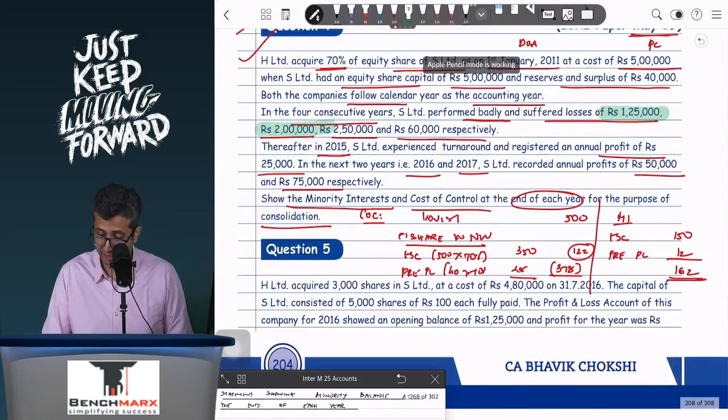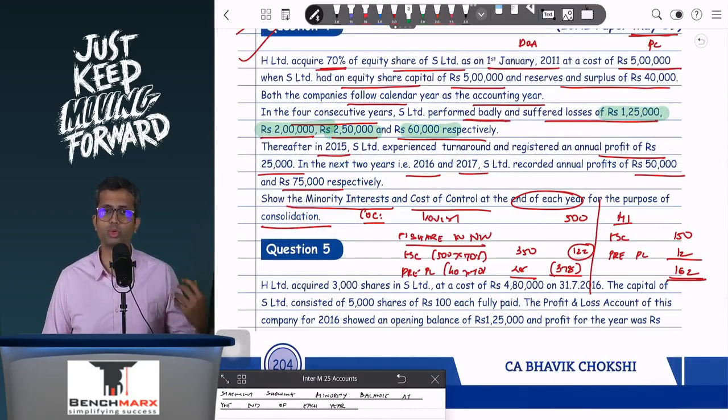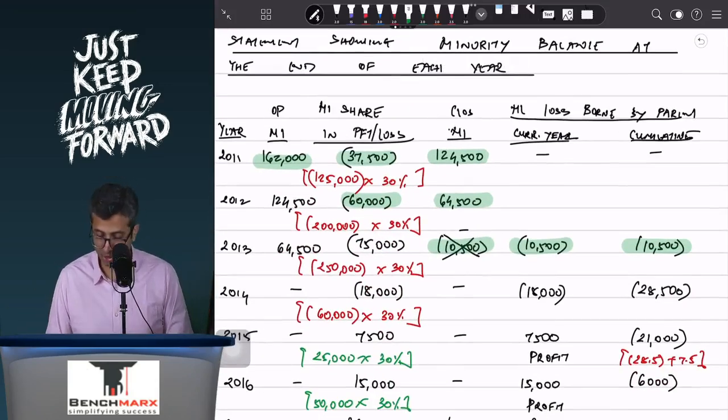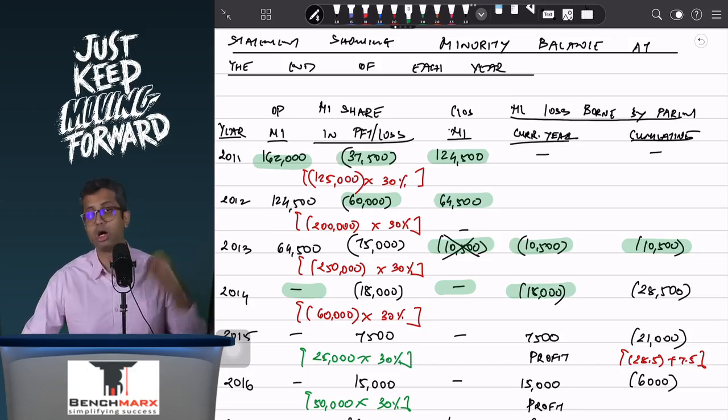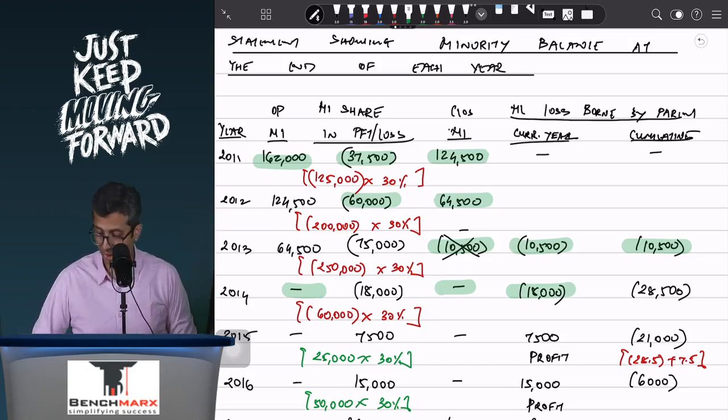In the next year, there's a further loss of 60,000 into 30% will come to around 18,000. Now, opening balance is 0. I will not bear any of this 18,000 and hence your closing balance is also 0. So this is 0 and 0. In fact, the entire 18,000 will have to be borne by the parent. Earlier, the parent had borne 10,500, another 18,000, and this will become 28,500.